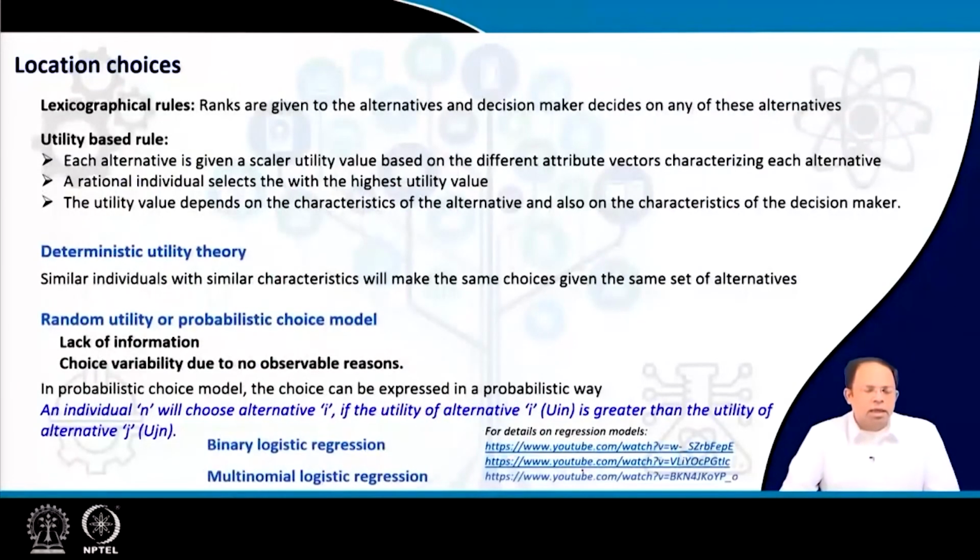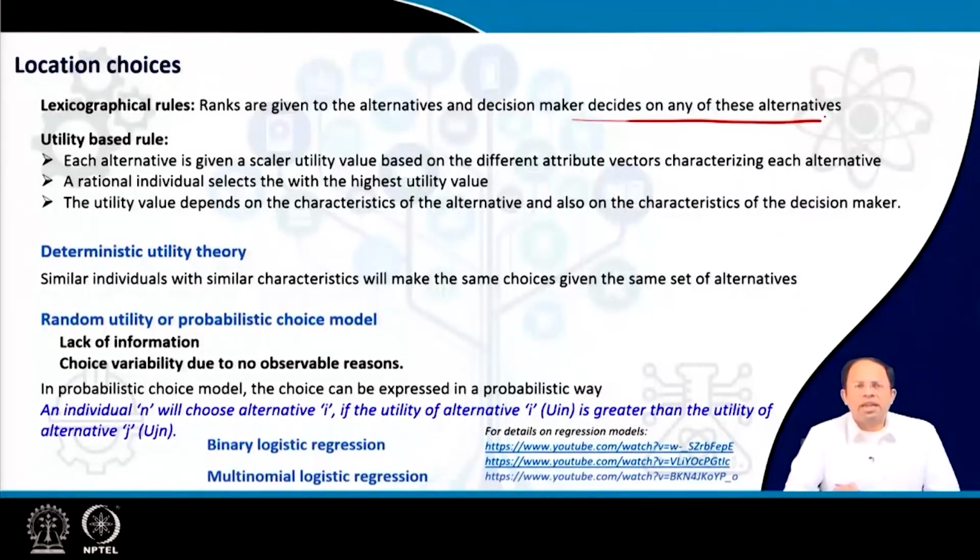The third is lexicographical rules, where ranks are given to the alternatives and decision makers decide on any of these alternatives. So out of these 5 alternatives, based on some criteria, you can generate ranks like 1, 2, 3, 4, 5 in order of choice, and then the decision maker takes a decision, should I go for rank number 1 or should I go for rank number 2? So it's up to his decision. So then finally comes the utility based rule, which is the most common way of decision making. Usually that is how we consider.